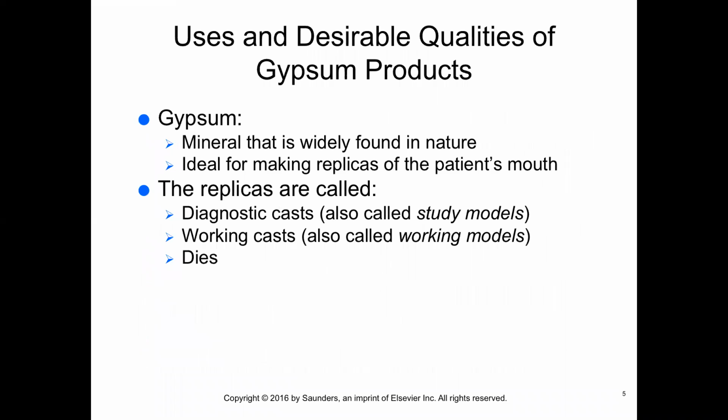So what is gypsum? Gypsum is a mineral that's widely found in nature, and it's composed of the dihydrate of calcium sulfate. It's ideal for making diagnostic casts, working casts, and dyes. The production of gypsum casts requires meticulous attention to detail. Inaccurate or incomplete casts are often of little use to the dentist.